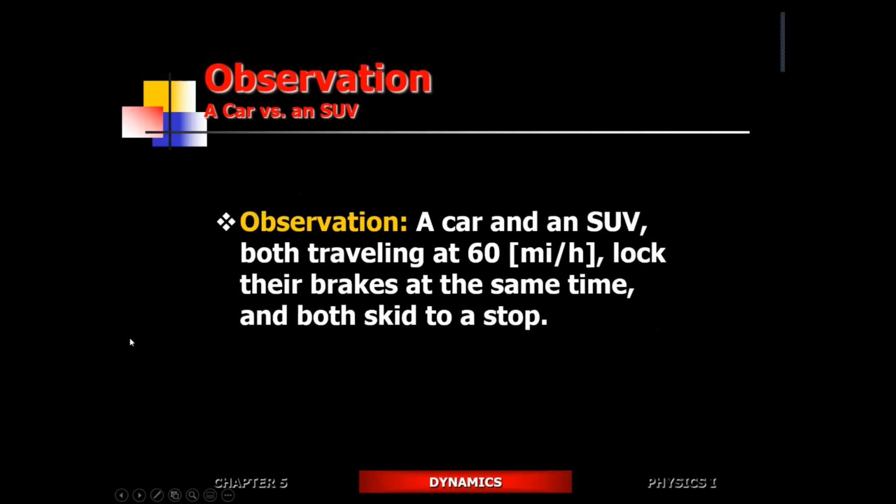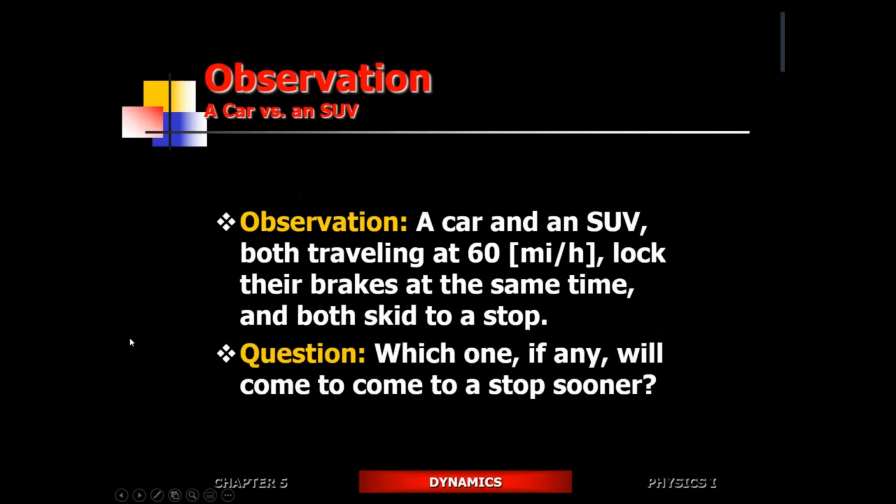Car versus an SUV, both at 60 miles per hour. They'll lock up their brakes at 60 miles per hour. They will skid to a stop. So which one, if any, will come to a stop sooner?